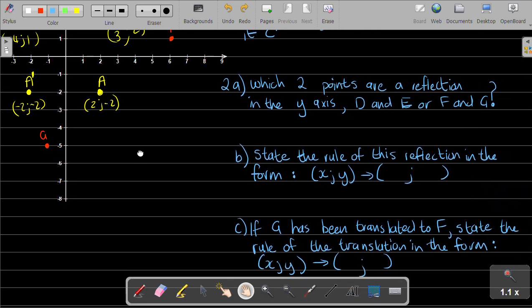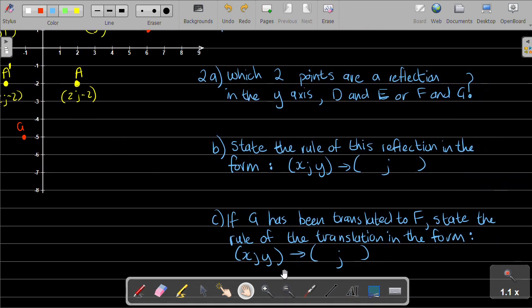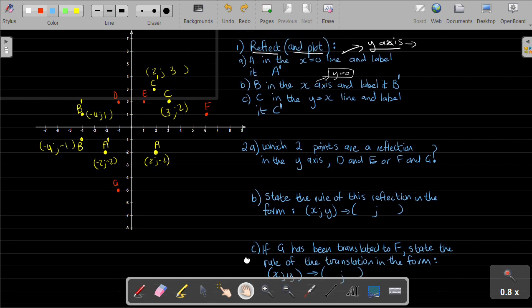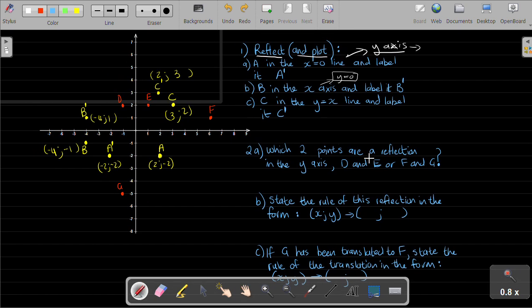Okay, guys, almost done here. Let's answer these two questions. Which 2 points are a reflection in the y-axis, D and E or F and G? Let's have a look. So the y-axis, I'm just going to highlight it here for us. The y-axis is here, right? So is D and E a reflection of each other in the y-axis, or is G and F?